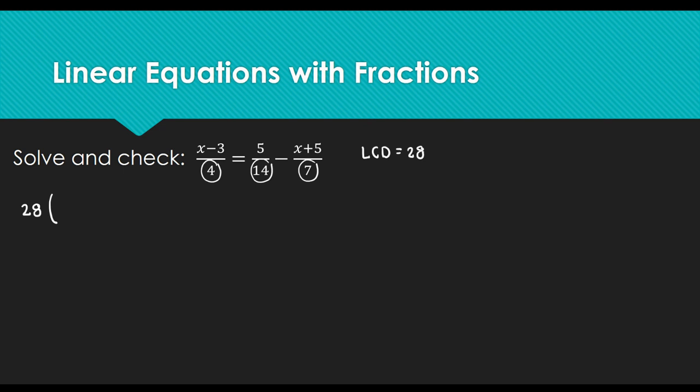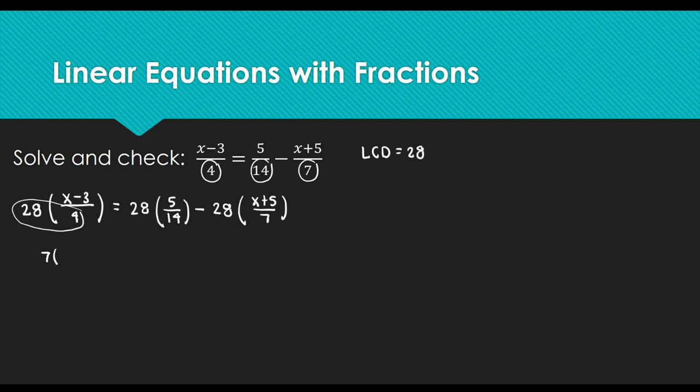So 28 is going to get multiplied by this entire x minus 3 divided by 4. That's going to equal 28 getting multiplied by the fraction of 5/14 minus 28 is going to get multiplied by that x plus 5 all over 7. Because 28 and 4, I'm going to divide these. 28 divided by 4 is 7, and then that gets multiplied by the numerator. Notice how I got rid of the fraction.